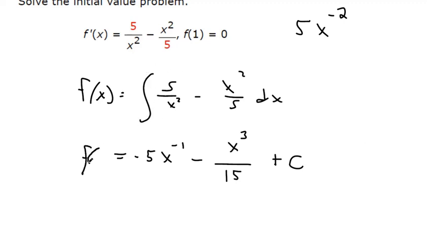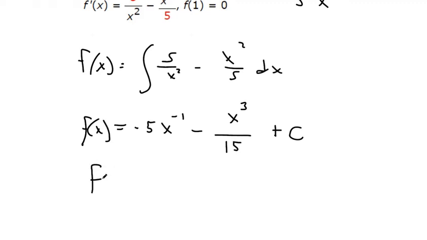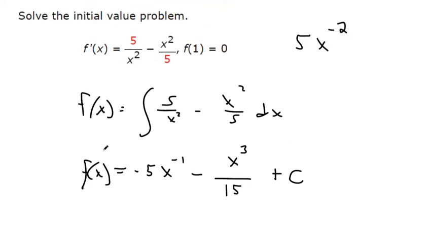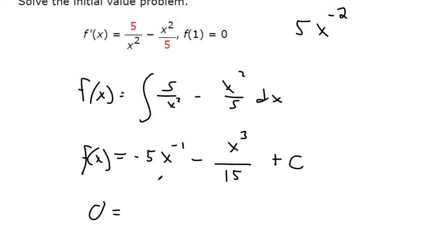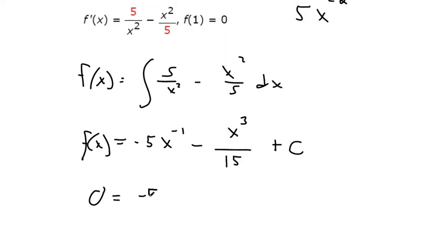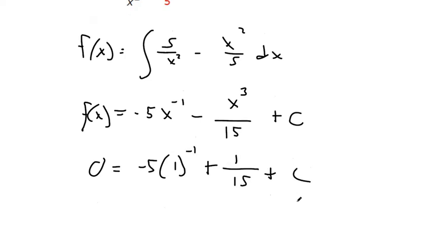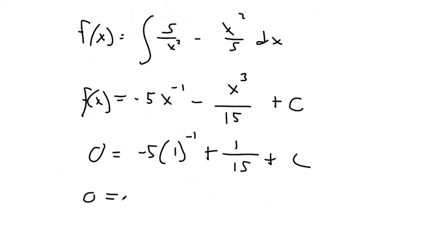And so that's why they gave us this initial value information. They told us that if you plug in 1 in for x, you get out 0 for that part I just circled. So if I plug in 1 in for x, I'm going to make that whole equation equal 0. And if I solve that equation for c, I get, this is negative 5.